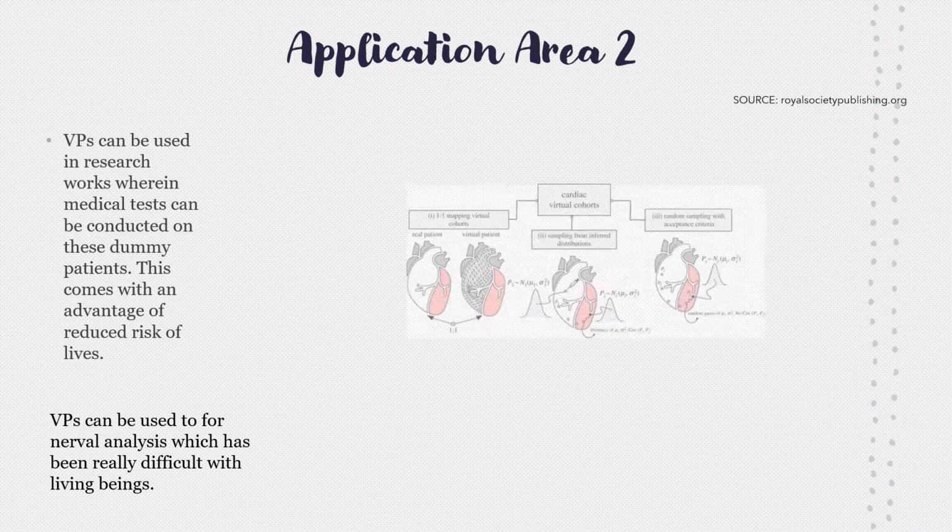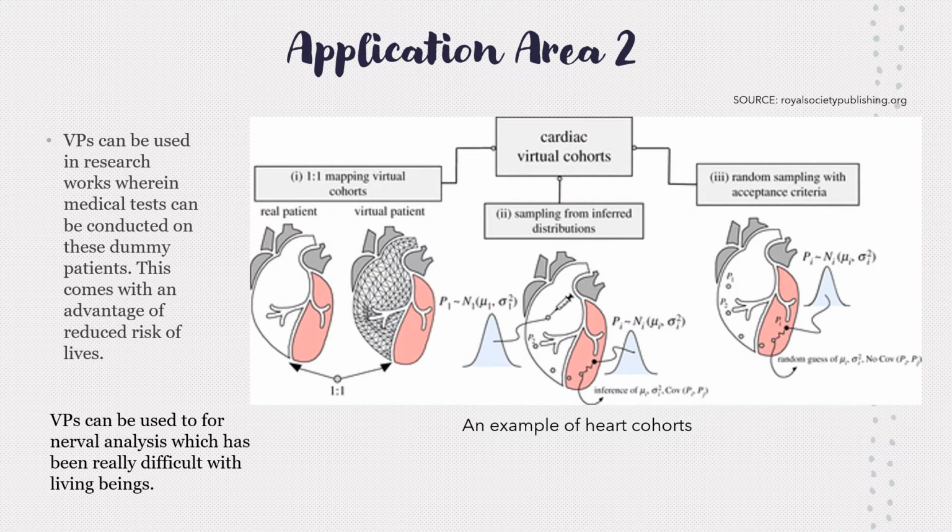Now we come to one more application area, which is that VPs can be used in research work, wherein medical tests can be conducted on these dummy patients. This comes with the advantage of reduced risk to lives because you're not testing on living people, you're testing on dummies. Now VPs can be used for nerve analysis, which has been really difficult with living beings because once the nerve is cut, you are going to die. So I've represented here an example of heart cohorts where real patients' hearts are mapped with those of virtual patients.